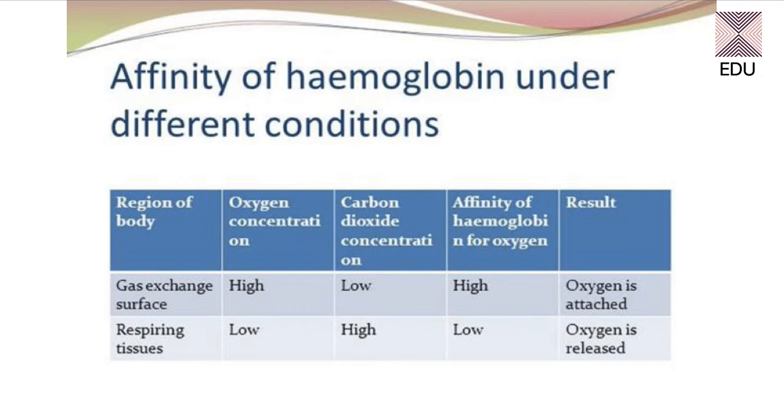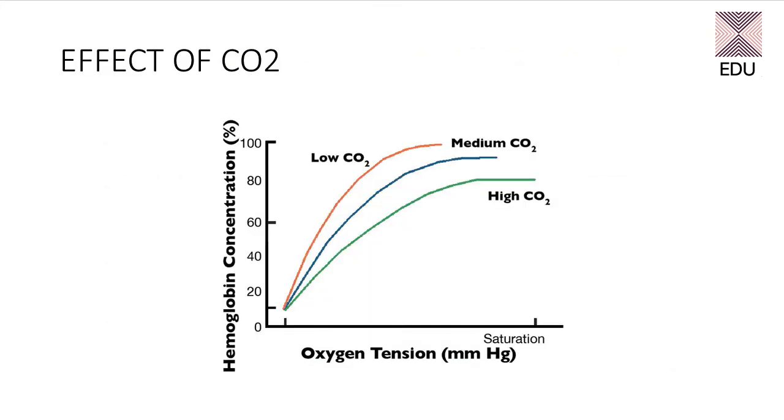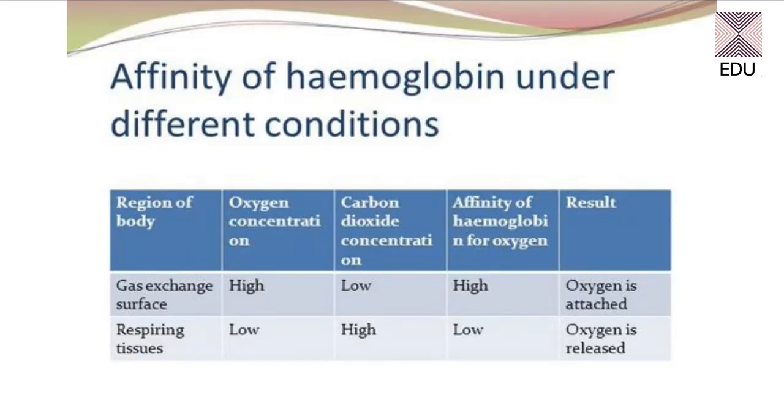Why is it low? Because at the tissue level we have higher PCO2. That means we have a high partial pressure of carbon dioxide. So that means the affinity will be low, as we have seen in the previous graph. See the green graph: if CO2 is high, we have a low concentration of hemoglobin saturated with oxygen. So that means we have a low affinity of hemoglobin for oxygen at tissue level.